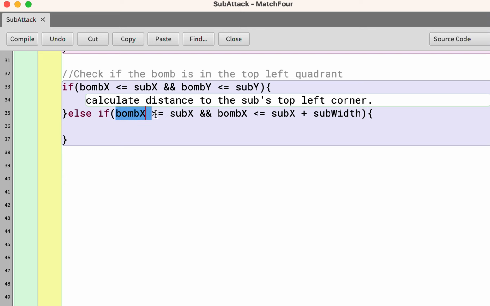So if both of these Boolean expressions are true, then we know that the BOM is between the left side of the sub and the right side of the sub. Definitely, for sure. And so lastly, all we need to check is the BOM y. So BOM y is less than or equal to the sub's y. And so if all three of these Boolean expressions are true, then we know the BOM is directly above the sub.